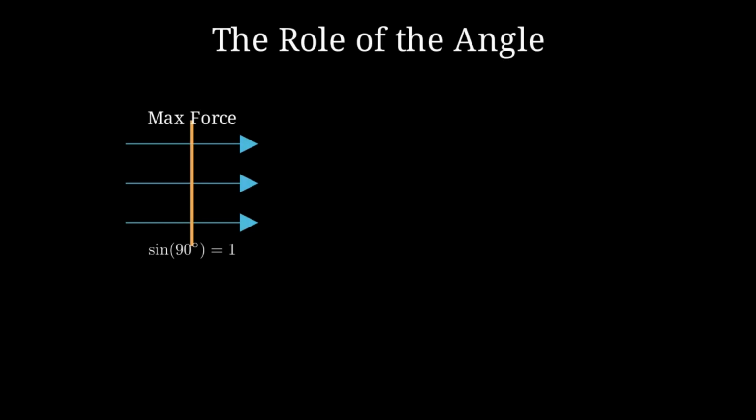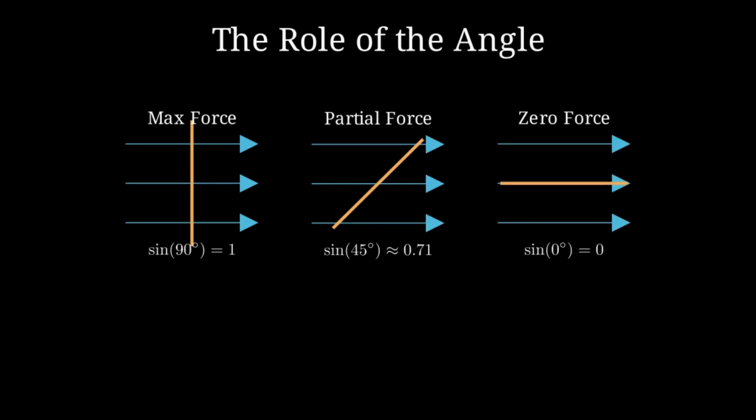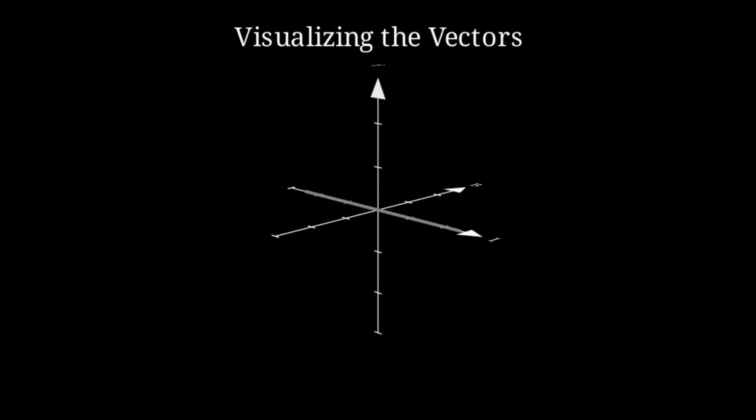The angle theta is crucial. The force is at its maximum when the wire is perpendicular to the magnetic field. However, if the wire runs parallel to the field lines, no force is generated at all, regardless of how much current is flowing. This rule reminds us that the force is always perpendicular to both the current and the magnetic field. It creates a three-dimensional relationship that is fundamental to electromagnetic theory and engineering applications.